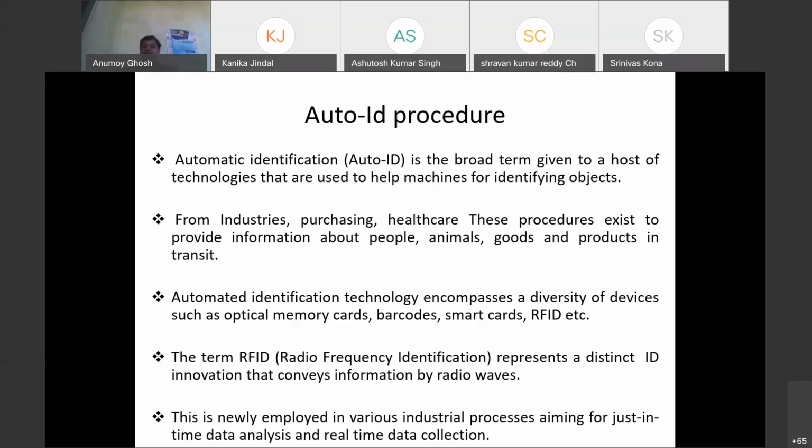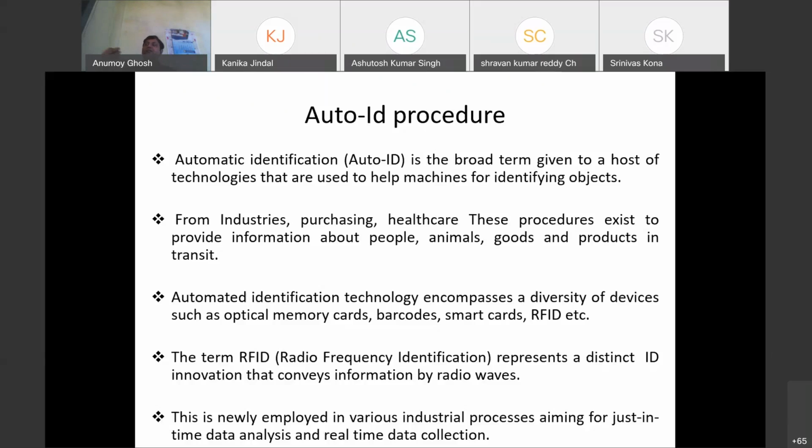That is the main question. What are the particular advantages of the RFID procedure over the other existing auto ID procedures? One thing I can say is that smart cards are not that intelligent, because a smart card still has some manual involvement, some touching and all those things.